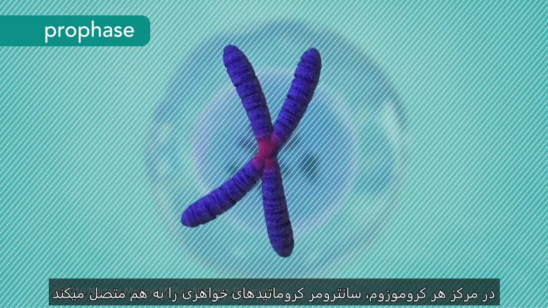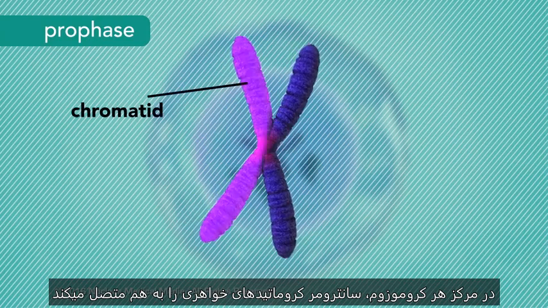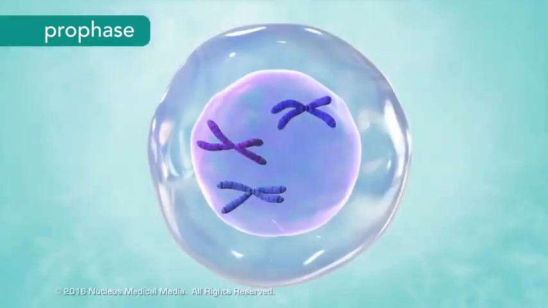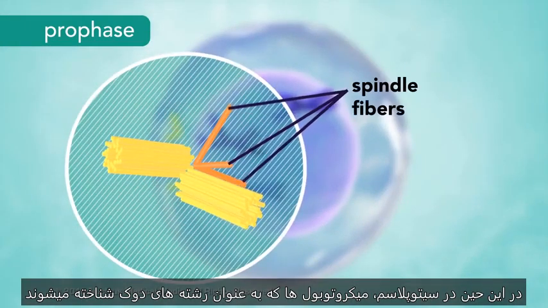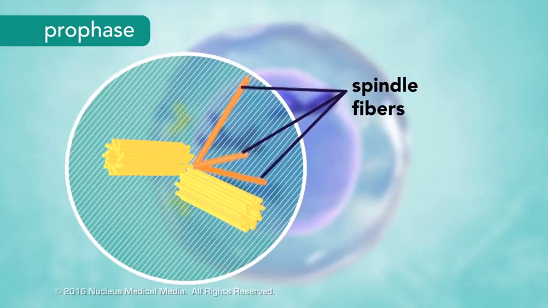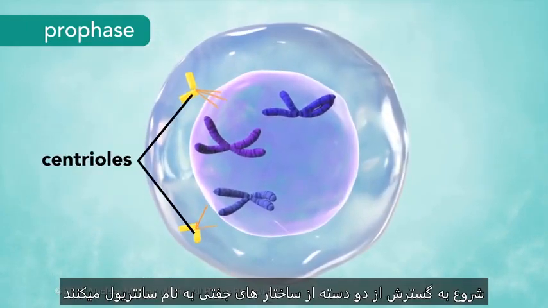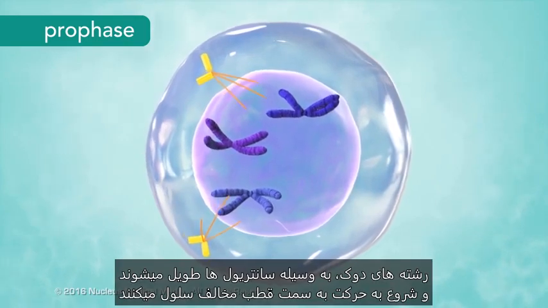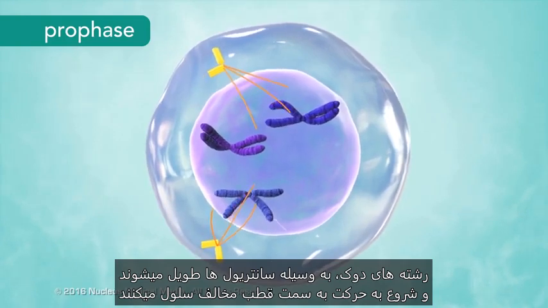In the center of each chromosome, a centromere attaches the sister chromatids together. Meanwhile, in the cytoplasm, microtubules, known as spindle fibers, begin to fan out from 2 sets of paired structures, called centrioles. The spindle fibers elongate as the centrioles begin moving to opposite sides or poles of the cell.